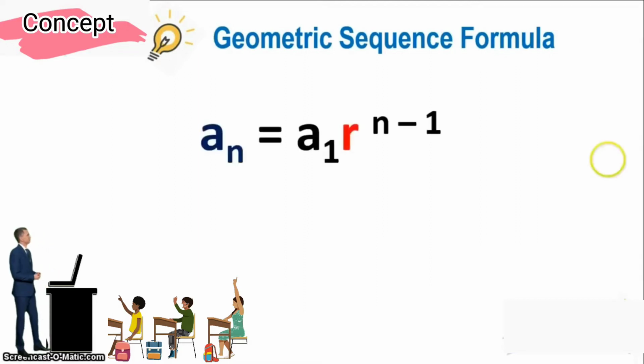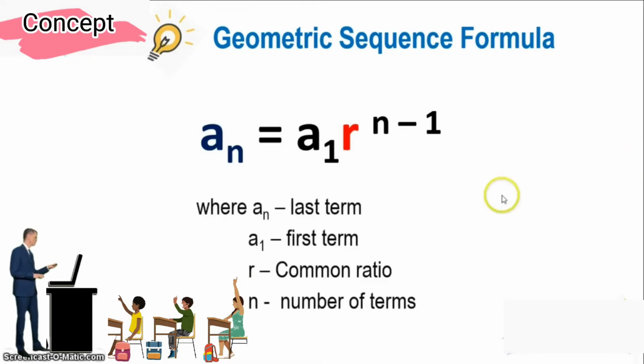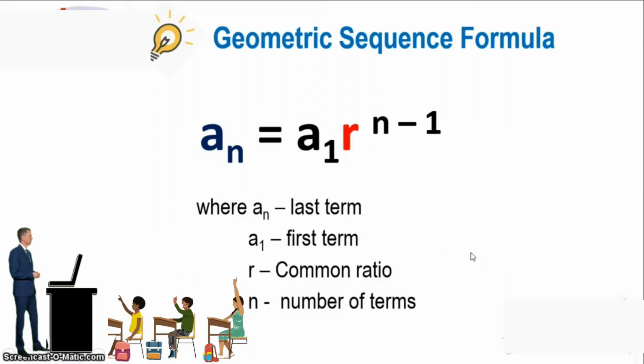In general, the geometric sequence formula is a sub n equals first term times the common ratio raised to n minus 1. Take note that a sub n is the last term, a sub 1 is the first term, r is the common ratio, and n is the number of terms in the given sequence. This time, we will use this formula in solving the nth term of any geometric sequence.